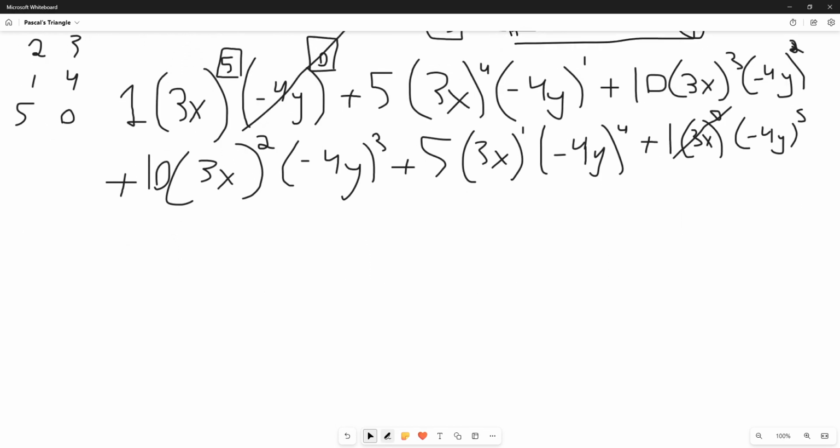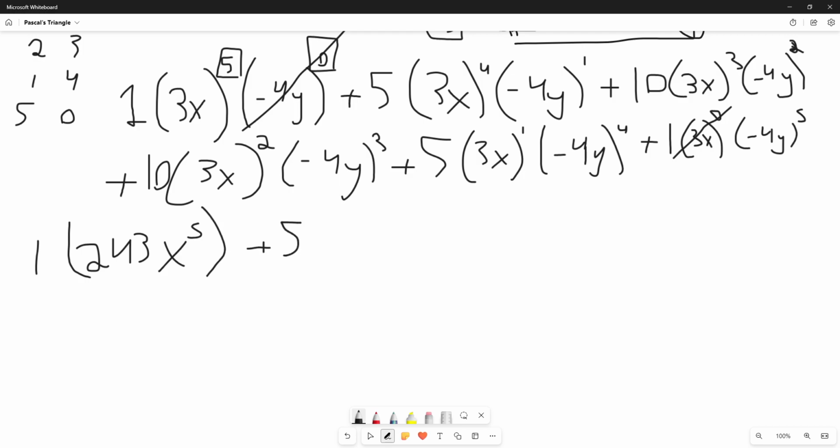So we have to simplify the first one, 3x to the power of 5. What is 3 to the power of 5? 3 to the power of 5 is 243. So we're going to write it out: 243. We have the 1 here, and x to the power of 5. And then we have a plus 5 multiplied by 3 to the power of 4, which is 81.